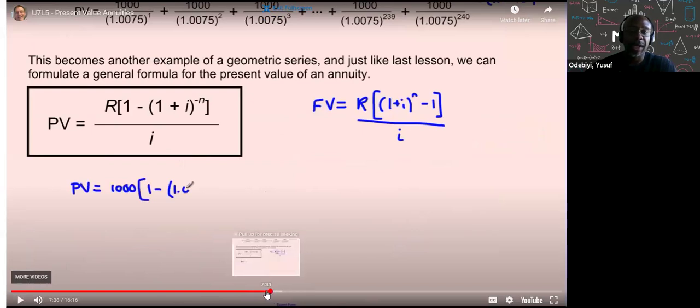So what we're doing here is answering the question now, right? The question is, how much money does she need to have in the account now in order to take out $1,000 every month for 20 years? Okay, so here's the answer.